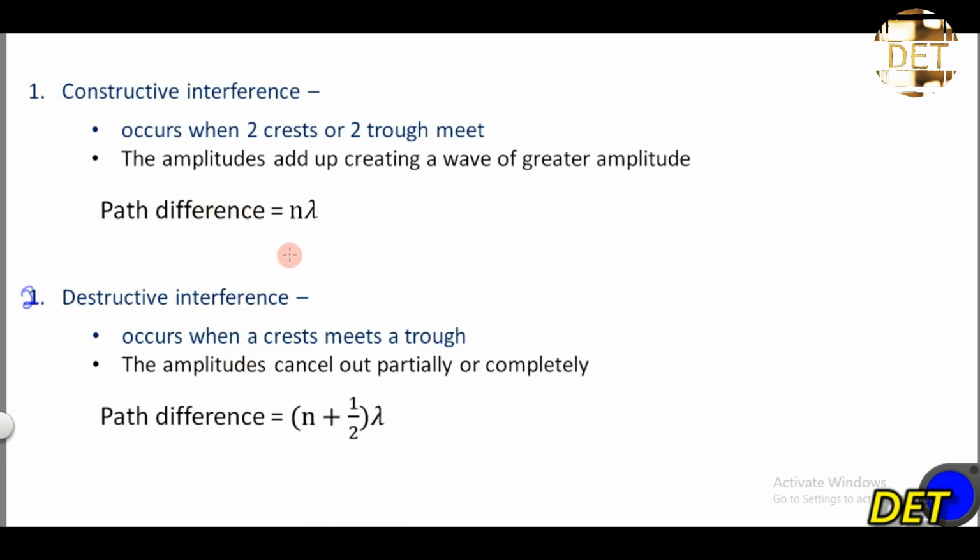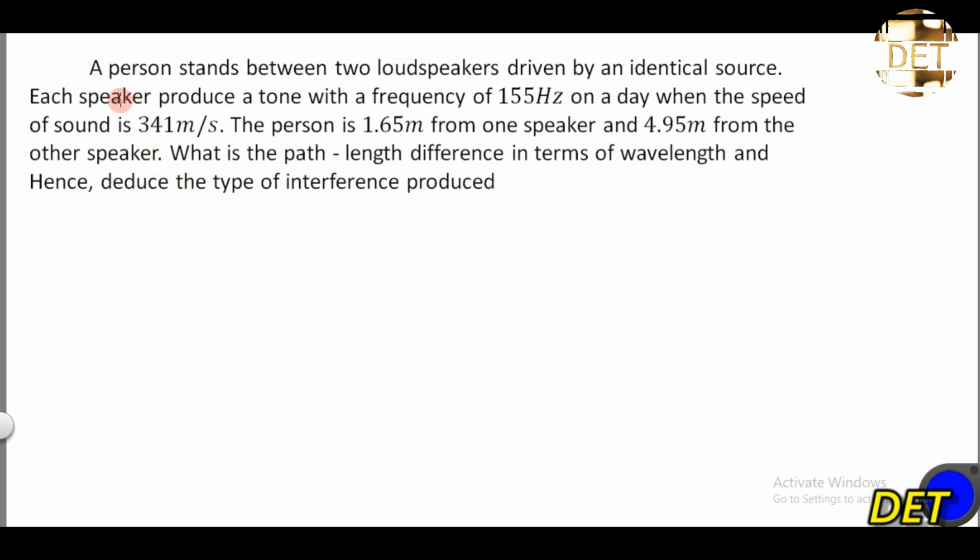So let's look at some questions regarding interference of waves. The first question I have here is, a person stands between two loudspeakers driven by an identical source. Each speaker produces a tone of frequency 155 Hz on a day when the speed of sound is 341 meters per second. The person is 1.65 meters from one speaker and 4.95 meters from the other speaker. What is the path length difference in terms of wavelength? And hence deduce the type of interference produced.